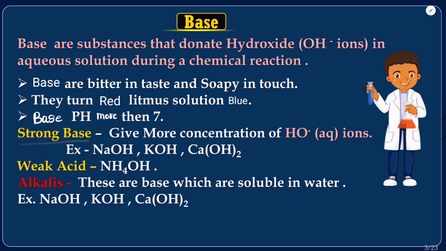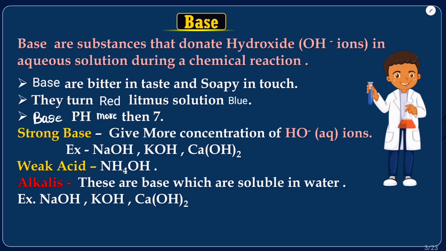Next, what is a strong base? Those bases which give more OH- ions, that means hydroxyl ions, are known as strong bases. For example, sodium hydroxide, potassium hydroxide and calcium hydroxide. Next, weak base. Those bases which give a smaller amount of hydroxyl ions, that means OH- ions, are known as weak bases.